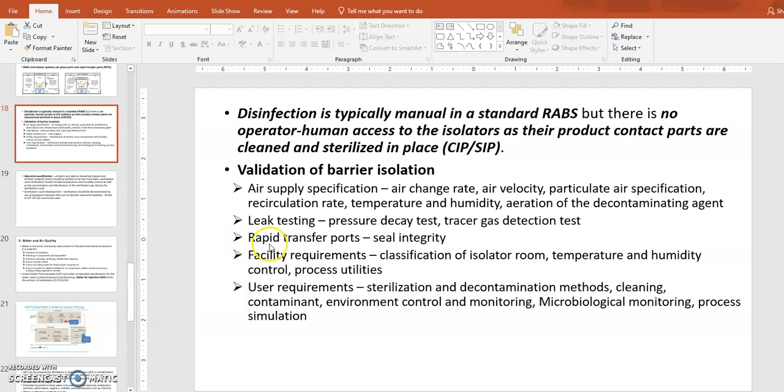and RTP, rapid transport port, and there should be a good seal there. Seal integrity test to be done. Facility requirement, of course: classification of isolated room, temperature, humidity control, process utility, all those things should be maintained well. Usual requirements, of course: sterilization, decontamination methods, cleaning, contamination and environmental control, monitoring, microbial monitoring, process simulation. That should take place.